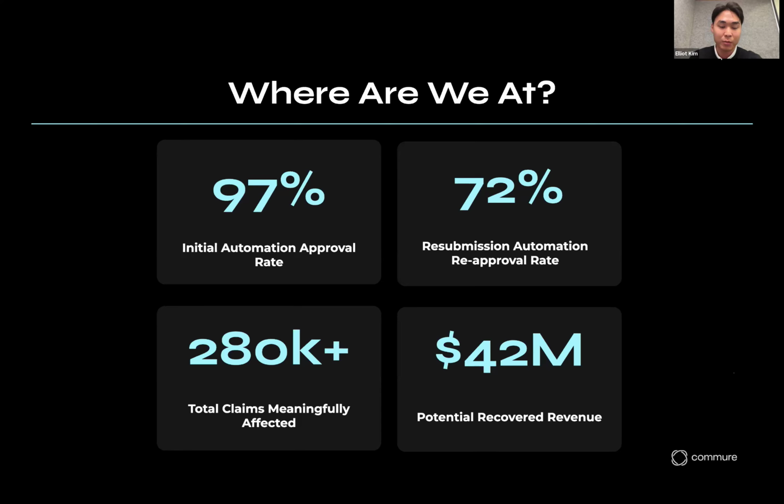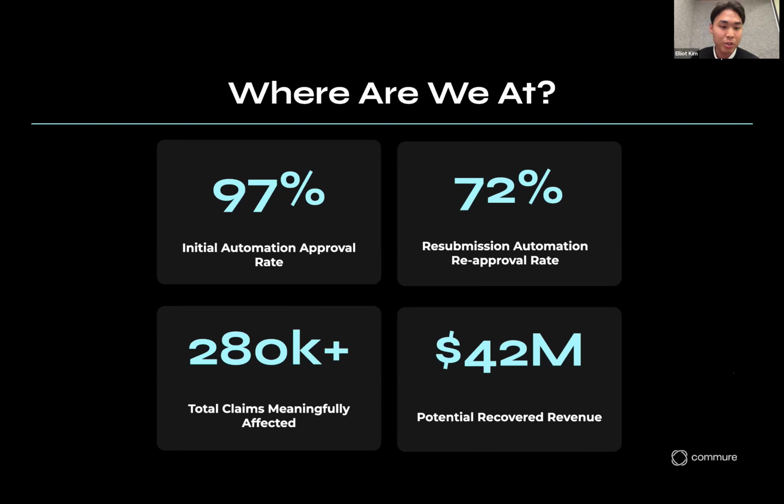Second one is 72%, which is our resubmission automation reapproval rate. So when a claim does still get denied or rejected due to eligibility reasons after the initial claim, we have a second pass resubmission engine which eligibility enrichment is also integrated with. And this engine also basically reworks the claim and tries to resubmit. And of the ones that we've resubmitted, 72% of these came back approved. Again, with no manual work being needed here.